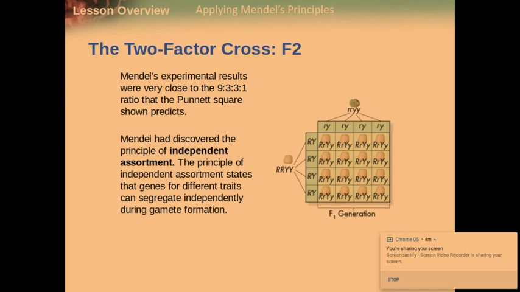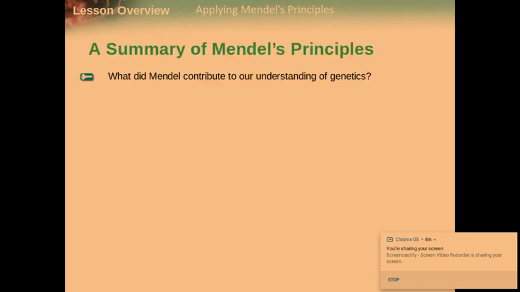Let's see. Oh, they're not going to show you in here. Okay. So I'm going to go through a problem like this with you guys later where it actually shows. But one of the important things here, Mendel's experiment results were very close to the 9:3:3:1 ratio that the Punnett square predicts. And we'll see that later. Mendel had discovered the principle of independent assortment. The principle of independent assortment states that genes for different traits can segregate independently during gamete formation.